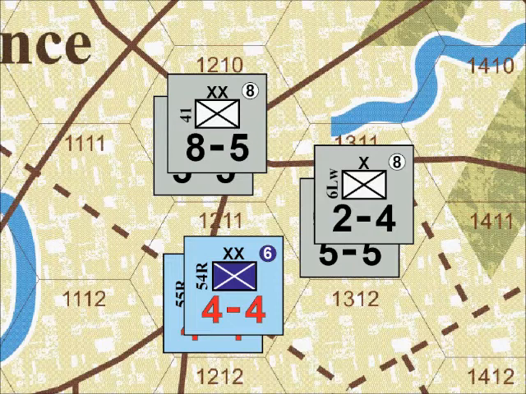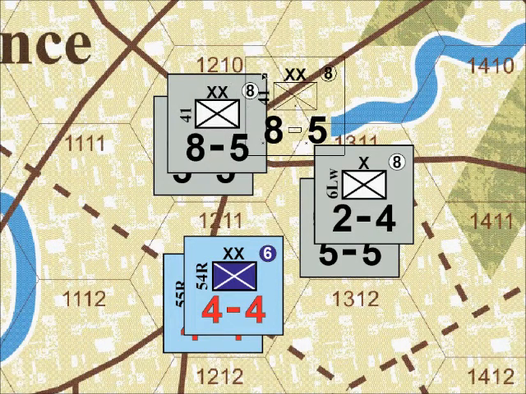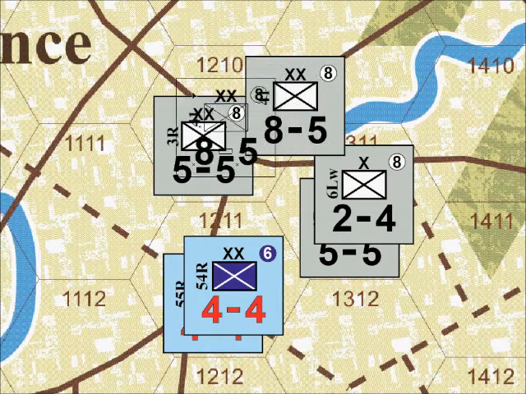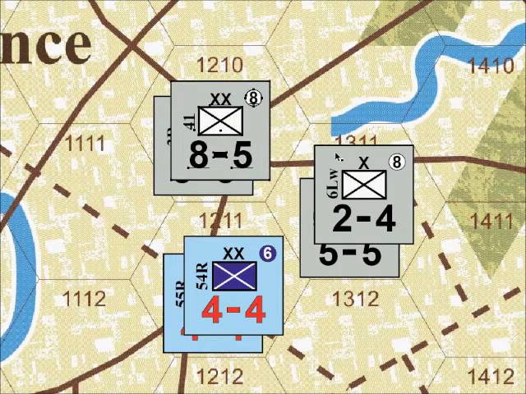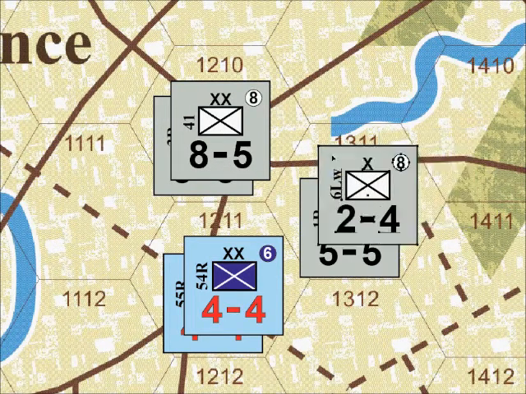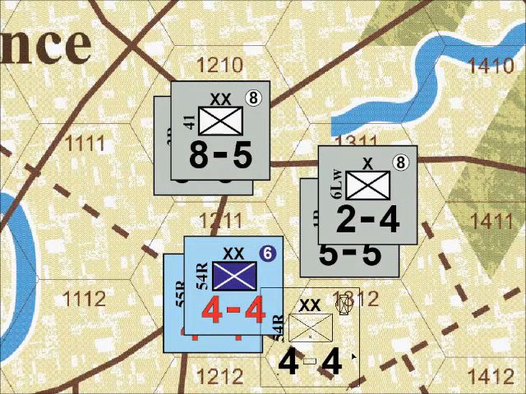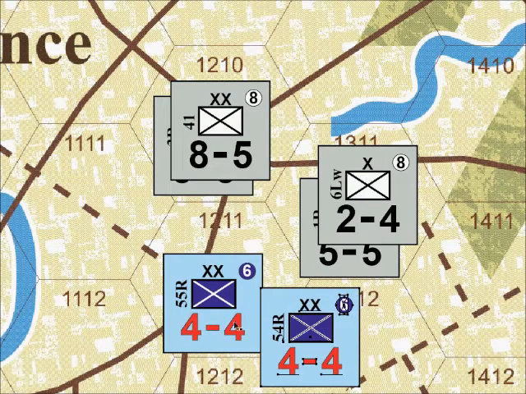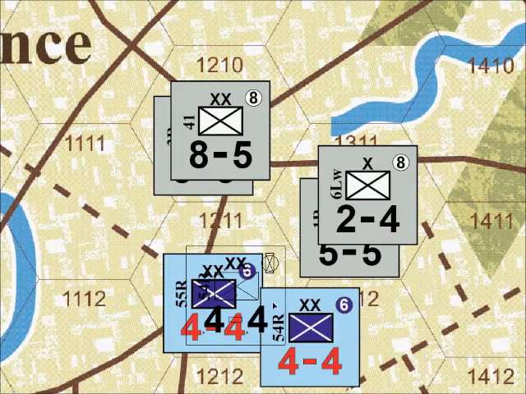The German player has the 41st and 3rd Reserve Divisions here in hex 1210. And then down in hex 1311, he has the 6th Landwehr Brigade and the 1st Reserve Division. Now, the German player is going to use all 4 of these units to attack the 2 French units in hex 1211. And you can see the 2 French units, the 54th and 55th Reserve Divisions here.